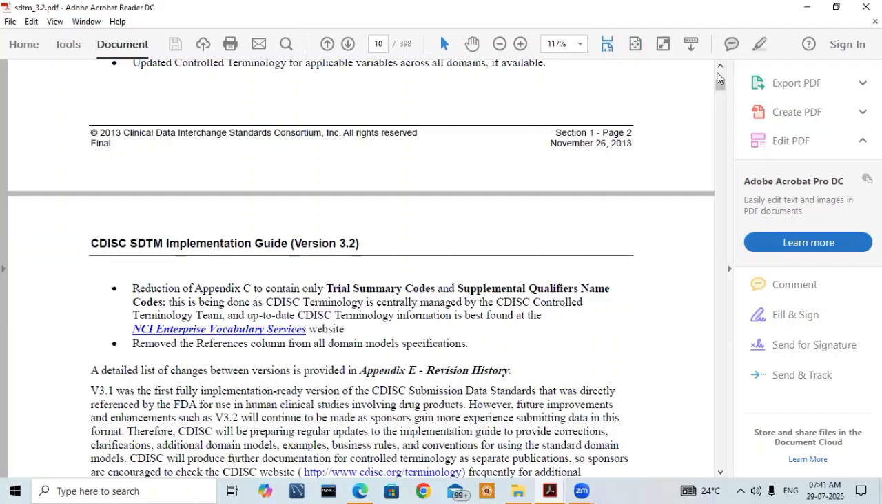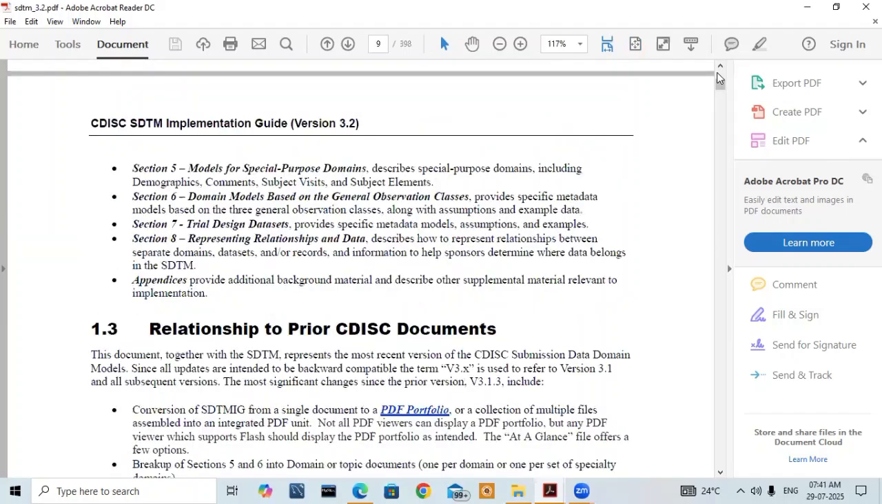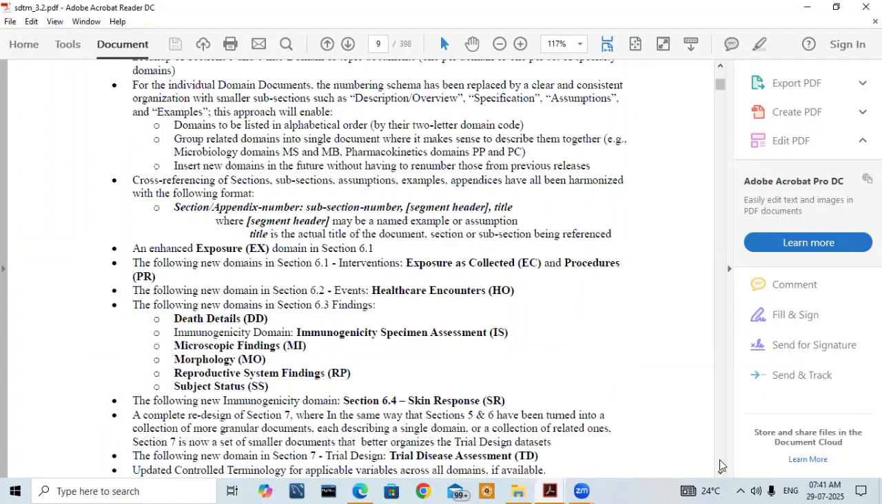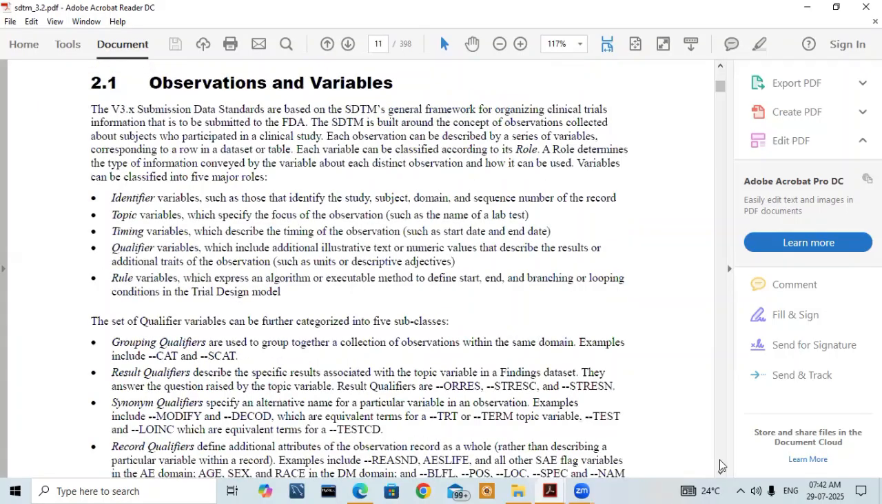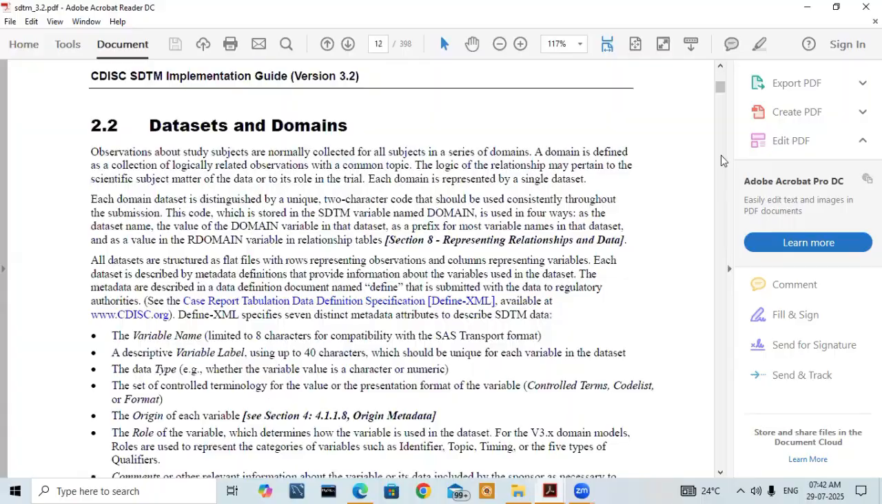CDISC is an organization that designs the standards in clinical trials. Different standards are there. The first type of standard is SDTM, Study Data Tabulation Model, and we have ADaM, Analysis Data Model, right? All these standards are designed by an organization whose name is what here? CDISC. Understood? So CDISC is the organization which designs the standards for clinical trials.